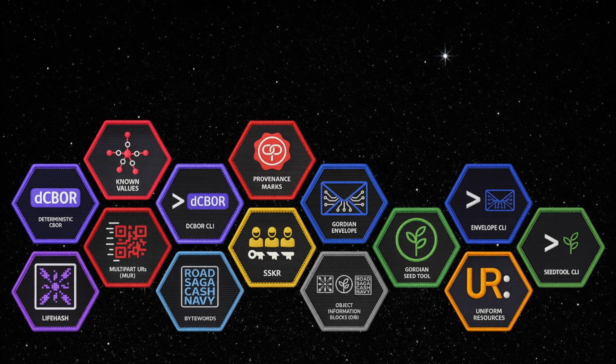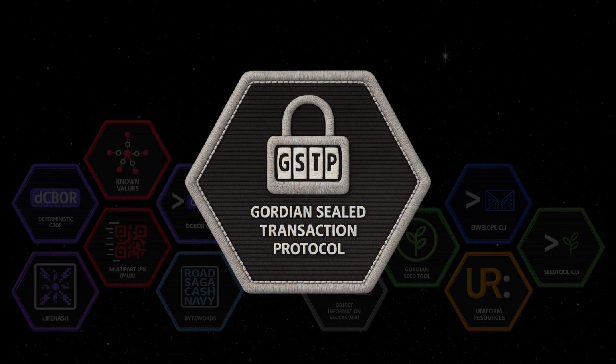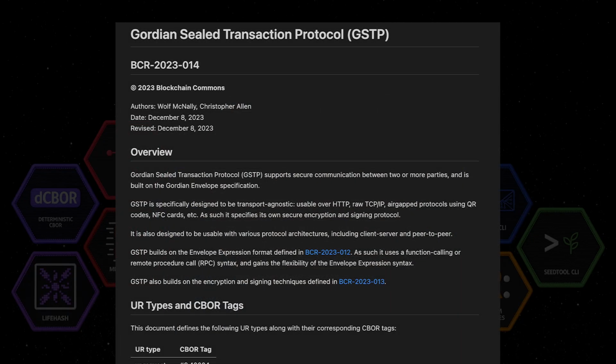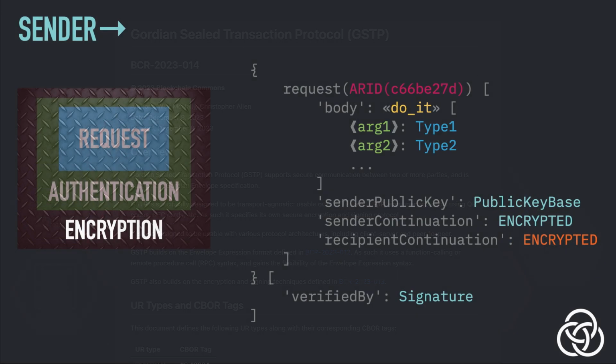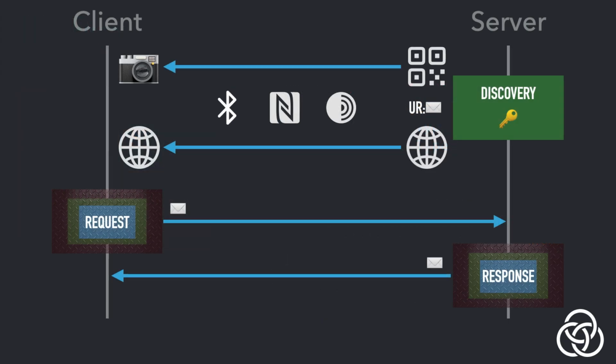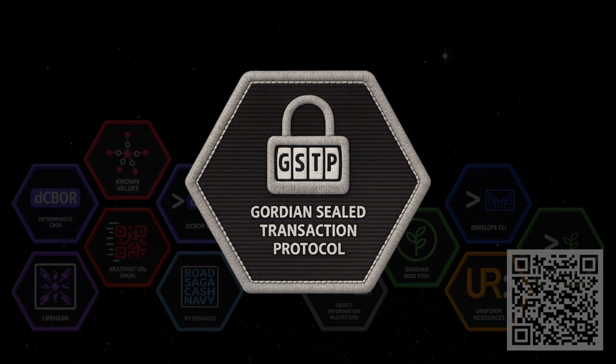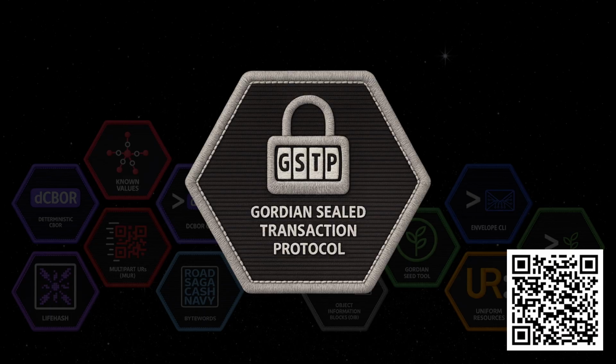Gordian envelopes structure data. The Gordian Sealed Transaction Protocol, GSTP, moves envelopes securely between parties. It wraps envelope payloads in request and response pairs with encryption, signatures, and state management. The important thing, it's transport agnostic. Internet, Bluetooth, NFC, Tor, QR codes, or even a USB stick carried across the room. GSTP doesn't care how the bytes travel. It turns any channel into a cryptographically secured pipe. That matters because the same protocol needs to work for air-gapped hardware wallets and for networked services.